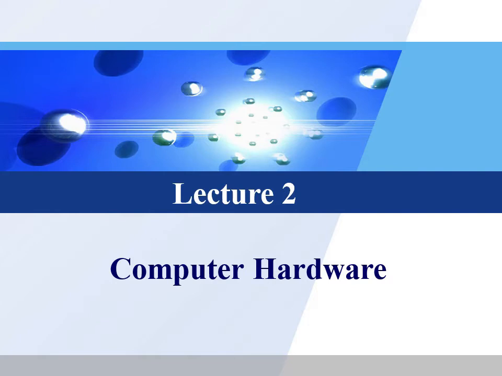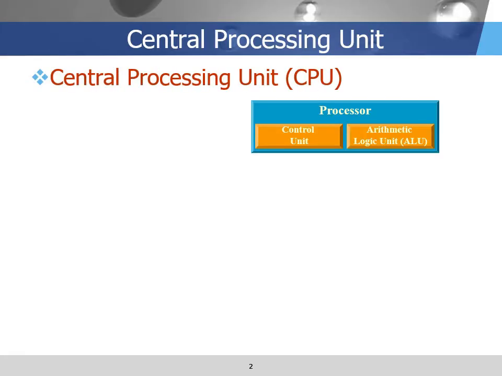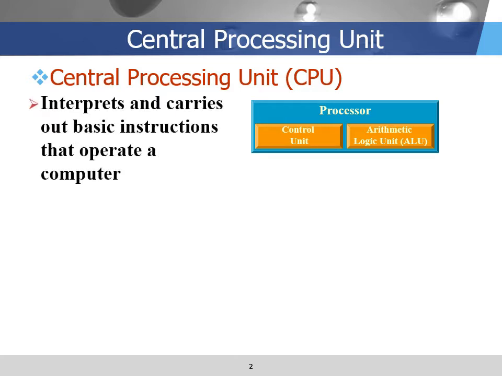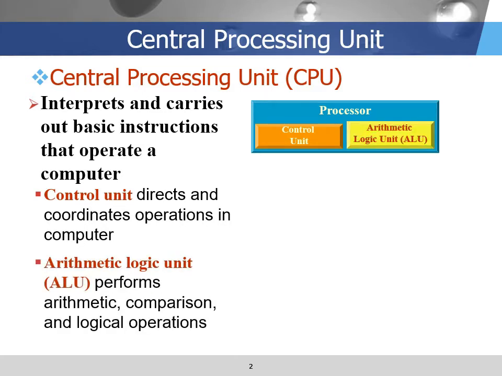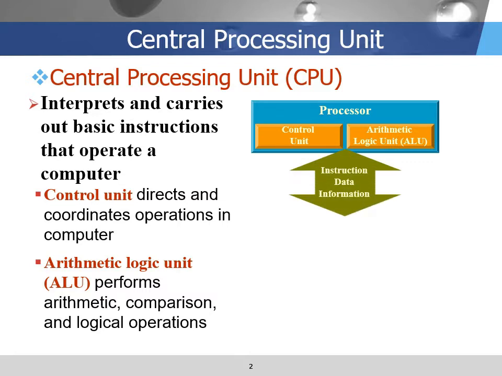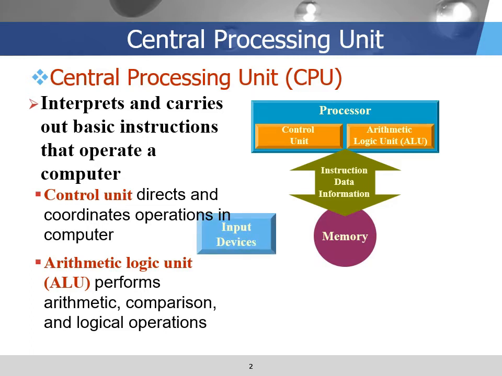Hi, welcome back. In this video, we are going to discuss the CPU. The CPU is short for the Central Processing Unit. As we mentioned in the previous slide, the CPU basically includes two parts, the control unit and the arithmetic logic unit, ALU. The control unit will direct and coordinate operations in the computer. And the ALU will perform arithmetic, comparison, and logical operations.